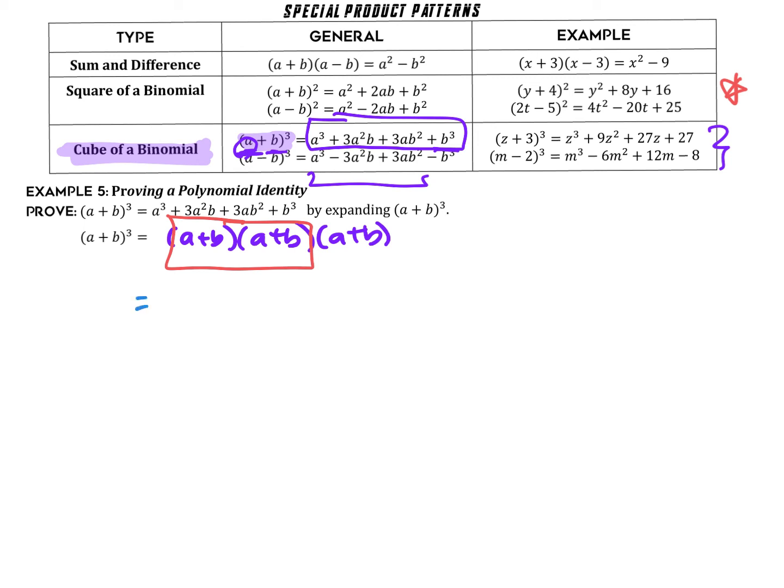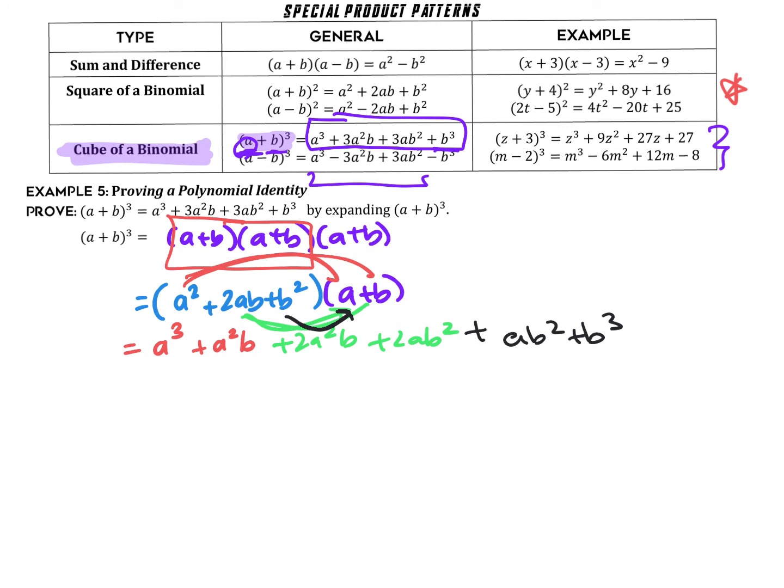So if I expand this, a plus b times a plus b is going to be a squared plus 2ab plus b squared, if I expand that out. And I haven't yet multiplied this by the third a plus b. Now, if I expand this, and I'm going to encourage you, pause the video and do this part on your own, and then unpause the video and see how you did.